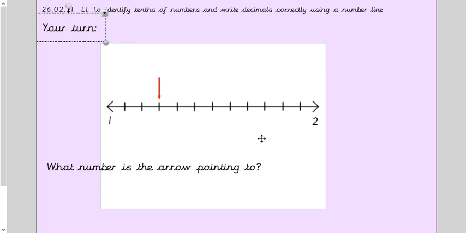So that's your turn. Let me just move that 2 to where it should be. There we go. What would that be? So pause the video, have a think. What number is the arrow pointing to? It would be 1.3 because this is 1.1, 1.2, 1.3. So therefore it's one whole and 3 tenths.